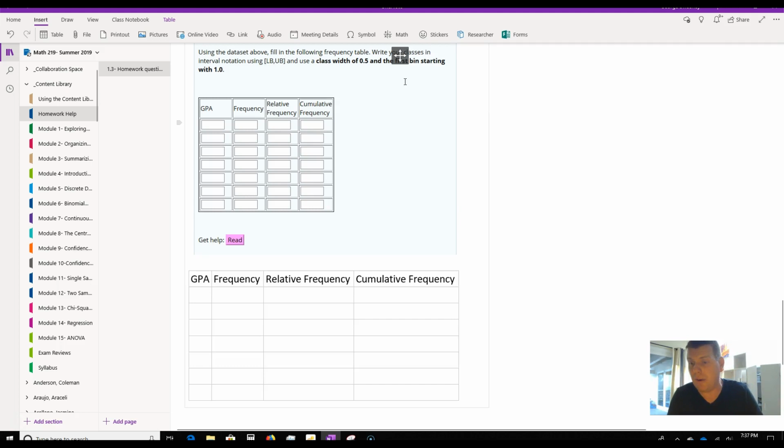We're going to get used to seeing these things, but what's really important is, do you know what a frequency is? How is it related to relative frequency? How is it related to cumulative frequency? It requires you to think about those definitions in totality. Okay, so let's start out. We're going to look at this problem.